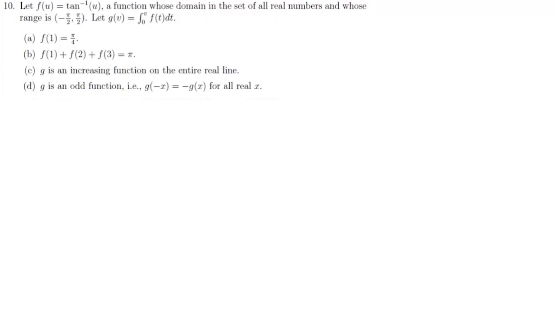Now this 10th question, we are given this tan inverse function in its principal value range, which is from minus pi by 2 to plus pi by 2 not inclusive. And then GV is integral 0 to V ft dt. Now the first one is F1 is pi by 4. Now F1 is tan inverse 1 and tan inverse 1 is pi by 4 in principal value range. So this option A, it is correct.